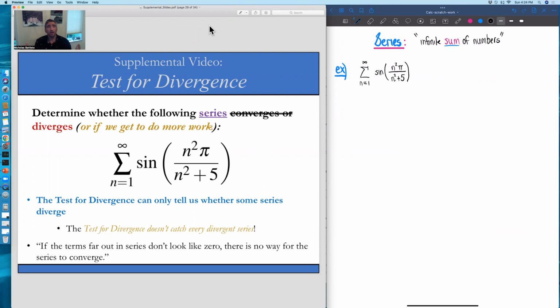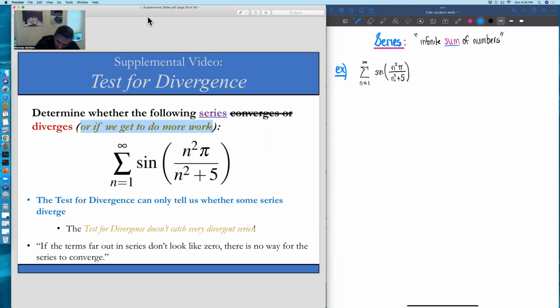As a spoiler, we're not going to be able to tell whether this series actually diverges or converges for that matter. This is going to be a case where we get to do more work. But for right now, let's just practice the test for divergence and see how we arrived at that conclusion.